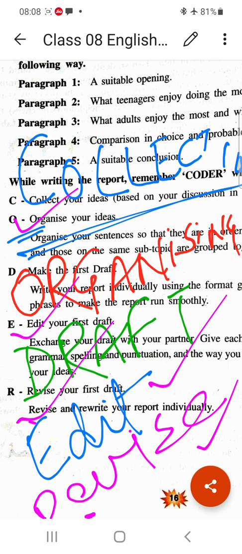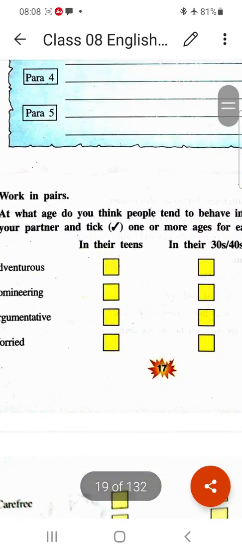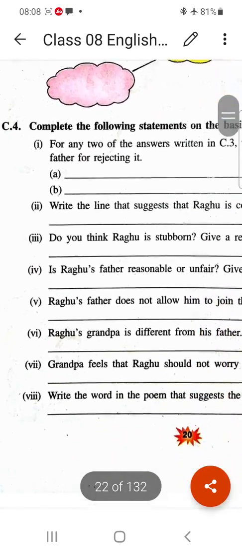So CODER is very, very important for any writing segment. Whatever you want to write, article, letter, personal, professional, report, paragraph, speech, you must have this CODER system with you. Clear? Okay. So yesterday we had done the poem and I had asked you to do all these exercises.